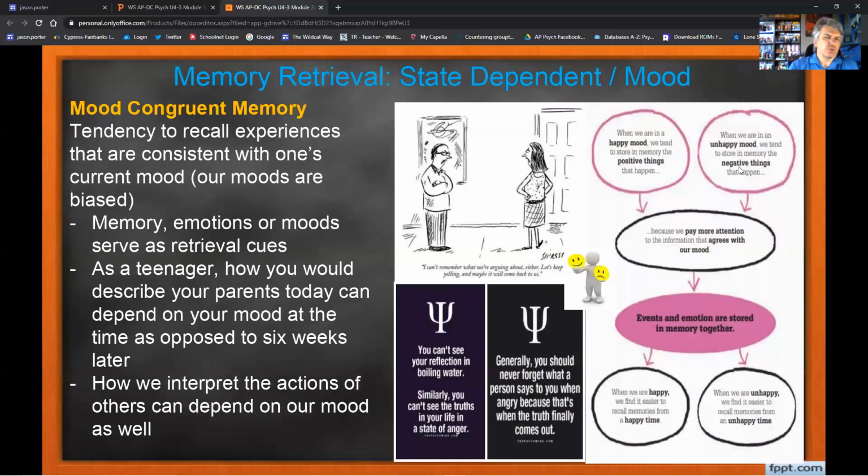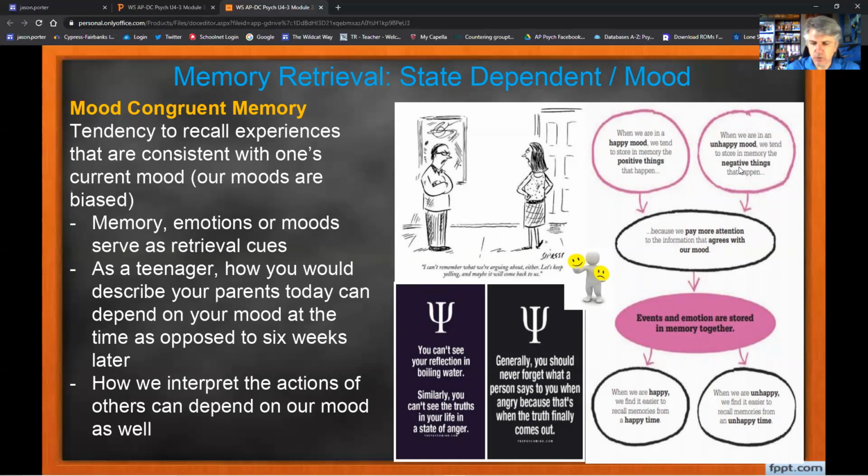And very similar to what we talked about before as well, mood congruent memory. When we're in a happy mood, we remember happy things. When we're in a bad mood, we remember bad things. So again, memory, emotion, mood, all of this can serve as retrieval cues.